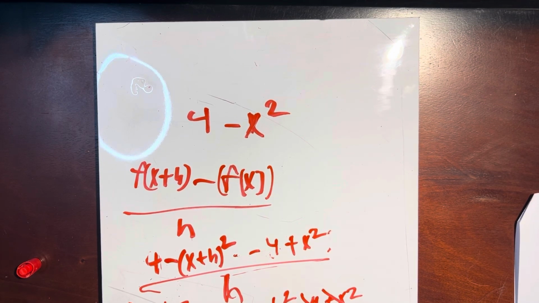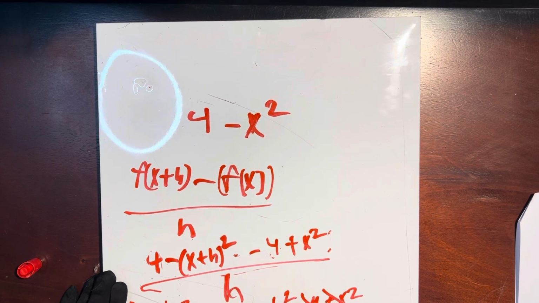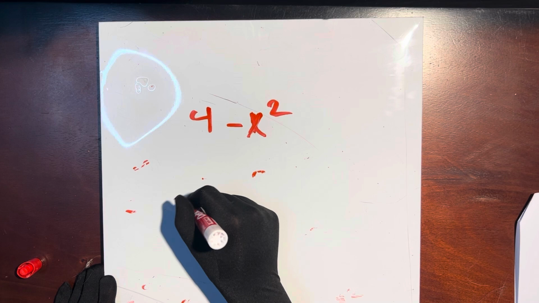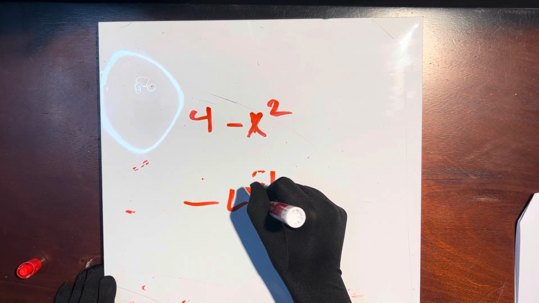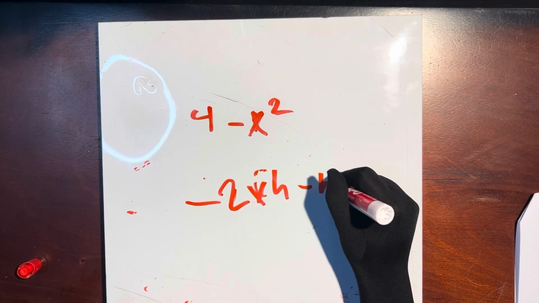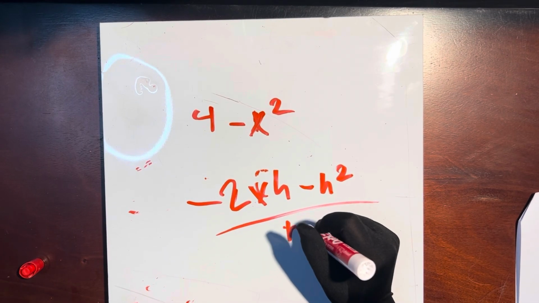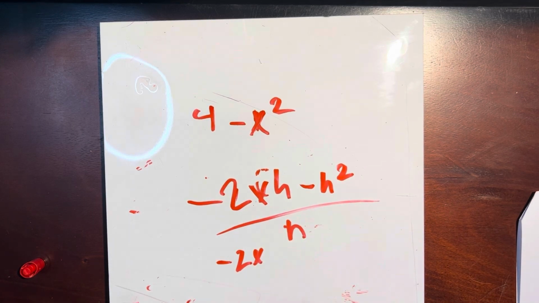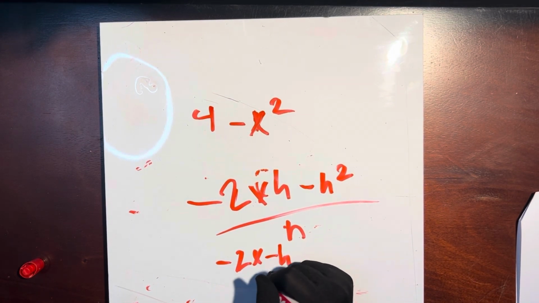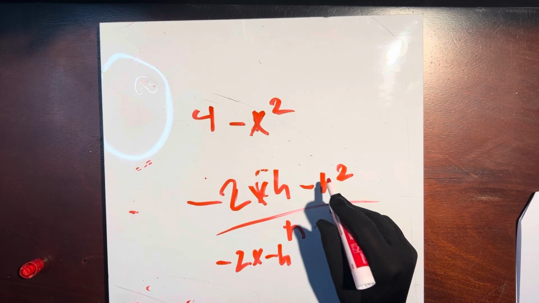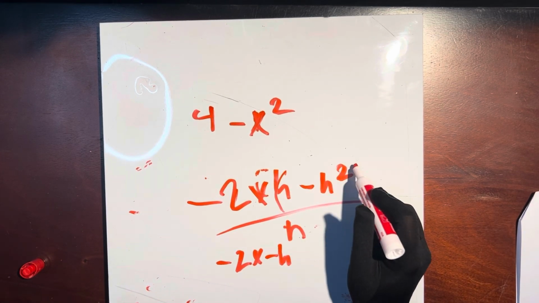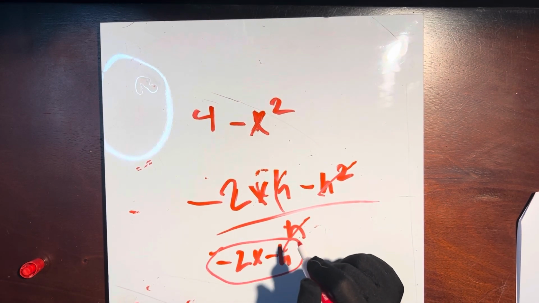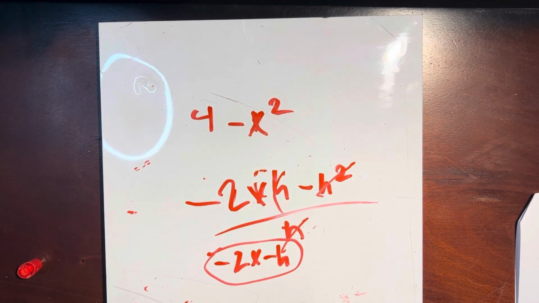Anything without an h is immediately crossed out, and this equation turns from all this into simply negative 2xh minus h squared over h. And this would shatter into negative 2x minus h, since you remove one h from each term. So this would be removed, this would cut down by 1, and this would be removed entirely, turning it into this equation. And then you would plug in your limit.